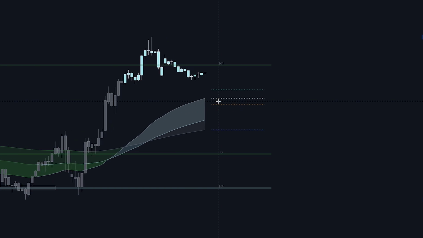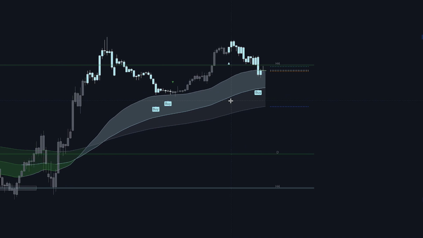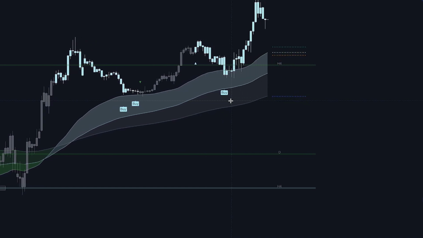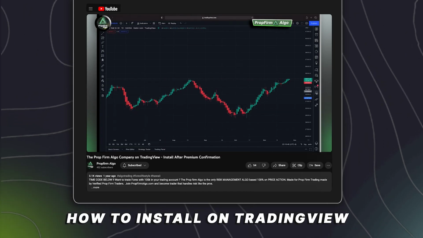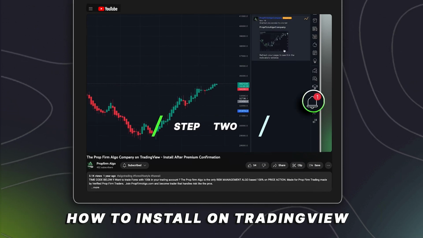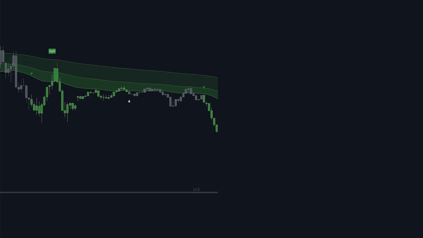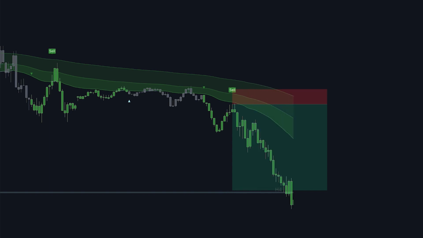In this video, we're going to go over how to use the PropFirm Algo trading strategy on TradingView. If you haven't already seen the video how to install on TradingView, be sure to watch that video. And we also have the software available for MetaTrader. But in this video, we're going to go over how to properly use the software on TradingView.